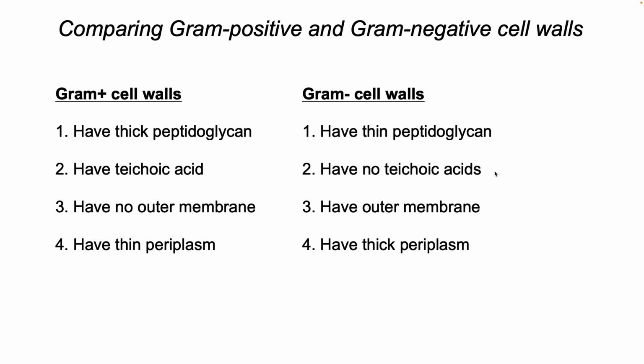Gram-negative cell walls have a thin layer of peptidoglycan. They lack teichoic acids. They have an outer membrane, the most important component of which is LPS, and they have a very thick periplasm. There's a big space in between the plasma membrane and the outer membrane.